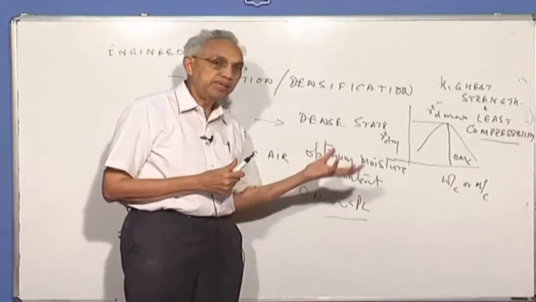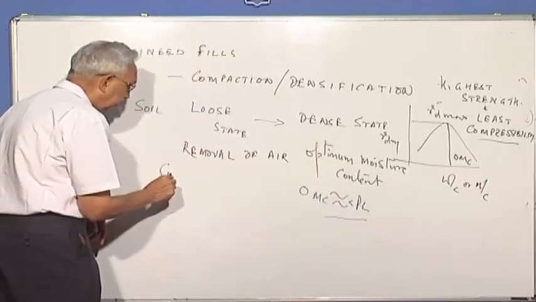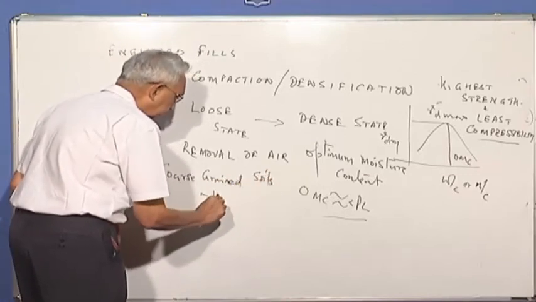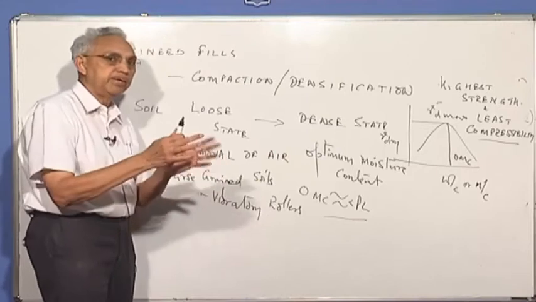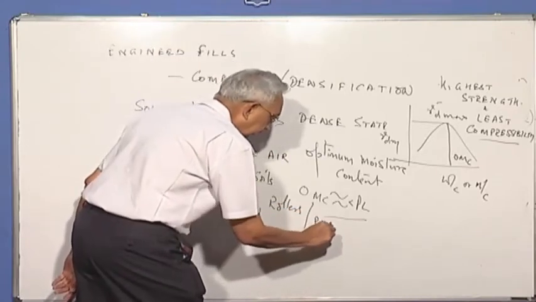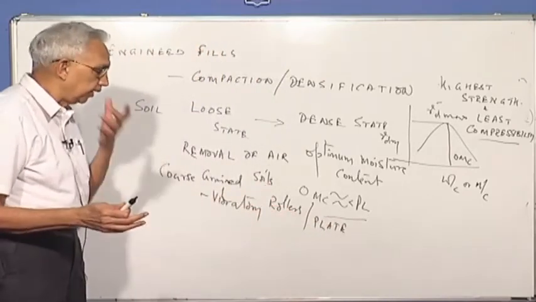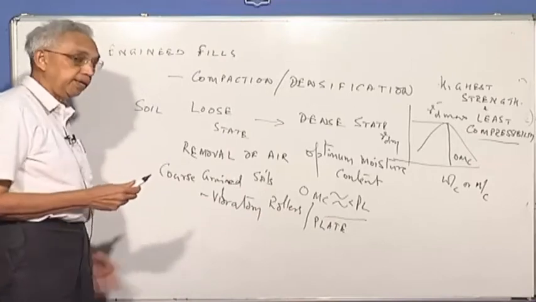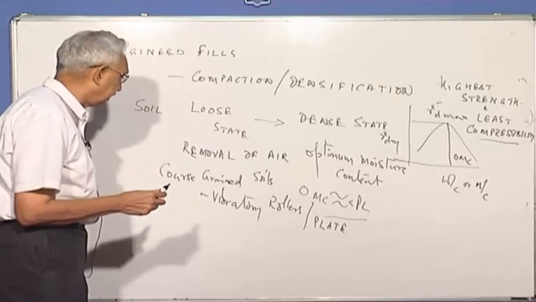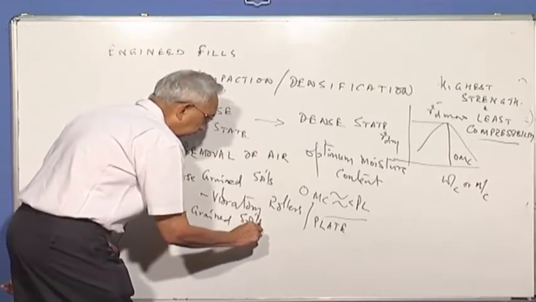We have different machinery for different types of soils. For coarse-grained soils, vibratory rollers are better. Or if you have a very small confined area, instead of a roller, we have a plate, which is usually 300 or 500 millimeters square. It can be even as big as 1 meter square, and it just gives vibrations so that the soil gets densified. For fine-grained soil, we use rollers.